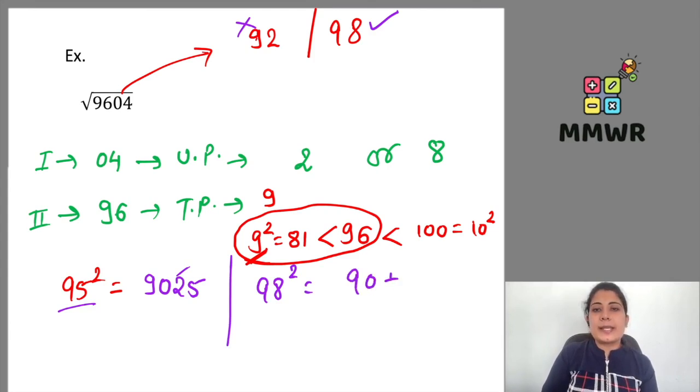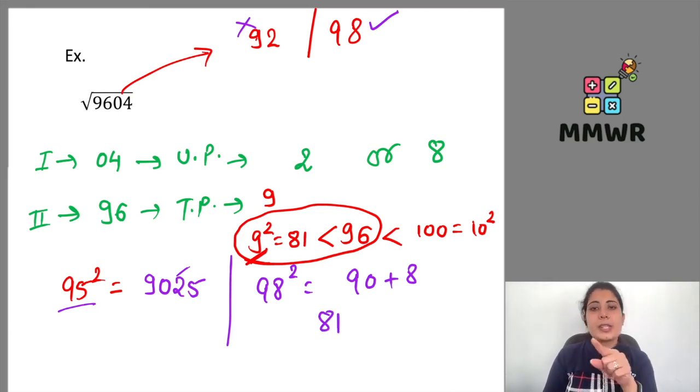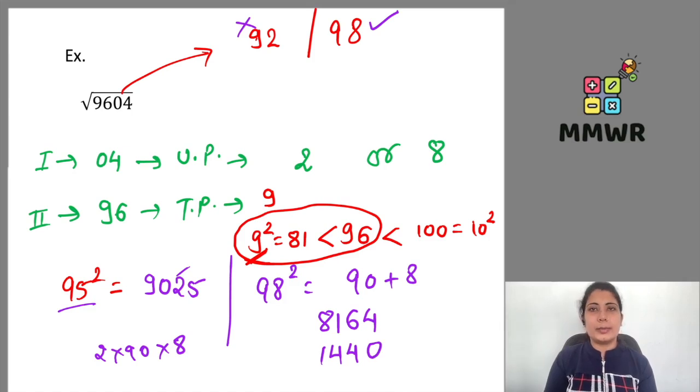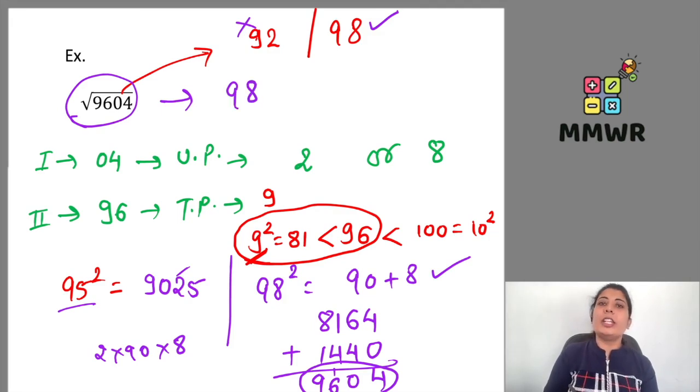98 square will be 90 plus 8. We can break it in this way. Now let's find out the square of 90, which is 8100. Square of 8, which is 64. So 8100 plus 64 is 8164. Then 2 multiply 90 multiply 8. 2 8s are 16, 16 9s are 144 and 1 0 will be there, because 16 multiplied by 90 we are doing. Let's quickly add it. So this gives me the same number 9604 which was in the question. So 98 will be the square root of this 9604.